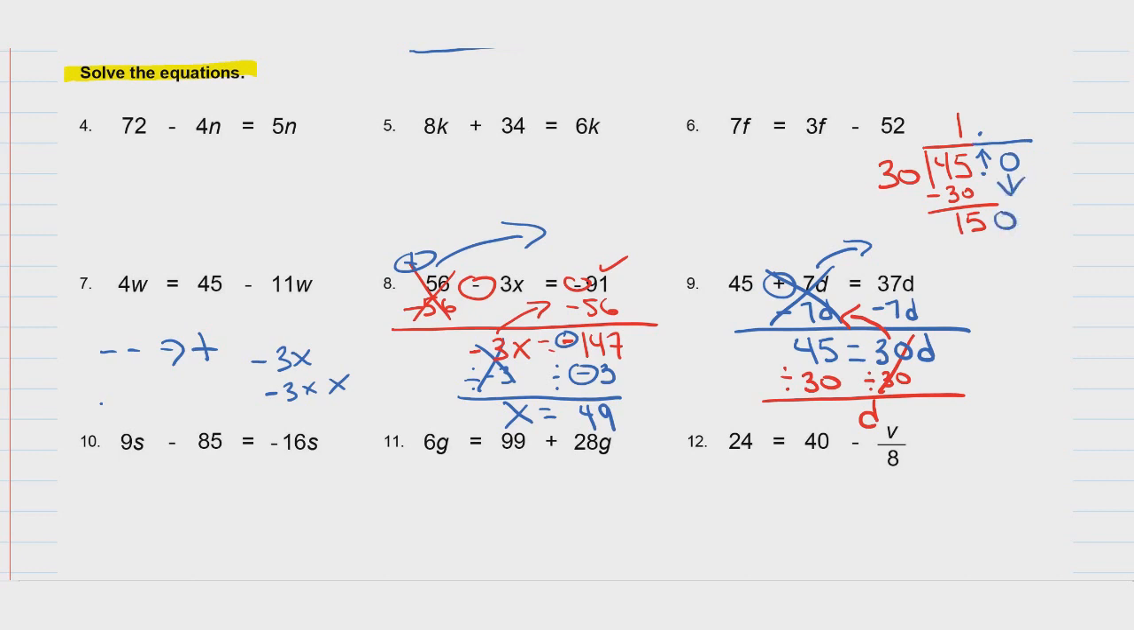So we have 150. 3 goes into 15 5 times, so my guess would be this would be 5 times 30, which would be 150. We subtract, we get 0, so the answer is 1.5. So 1.5 equals d.